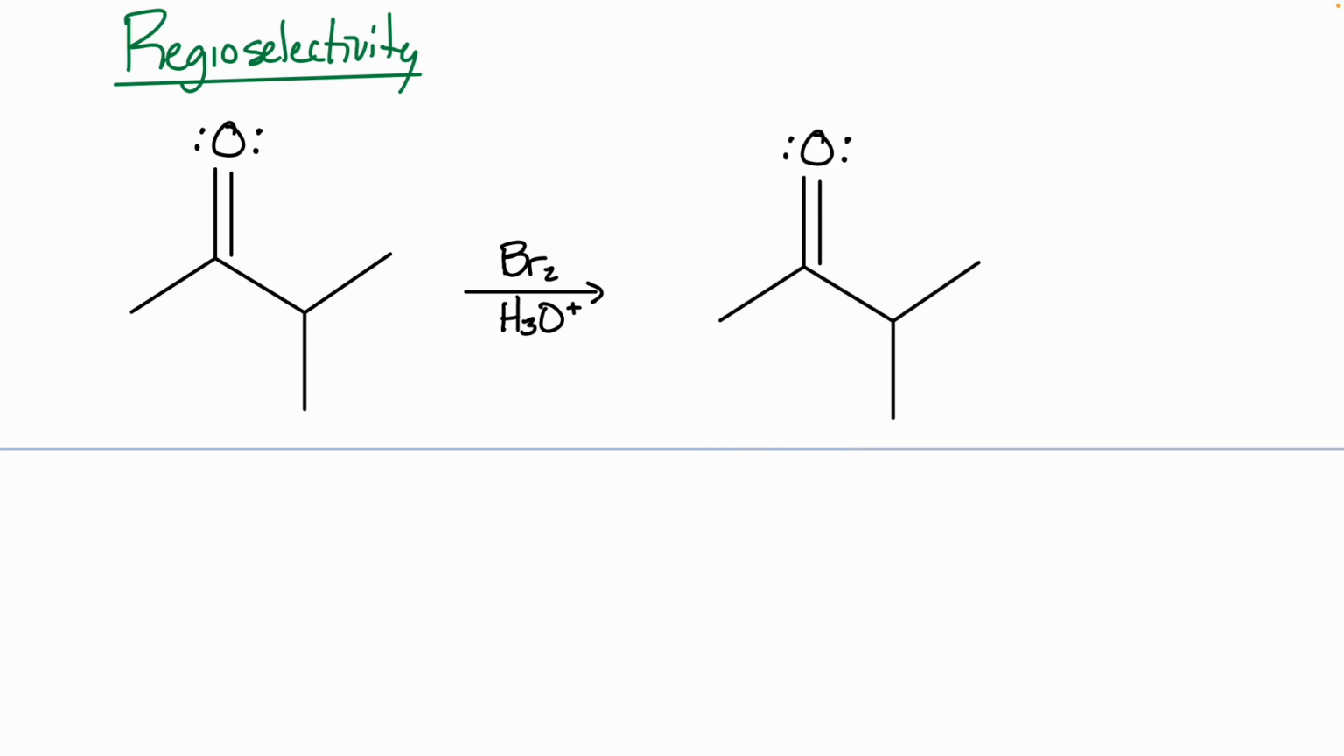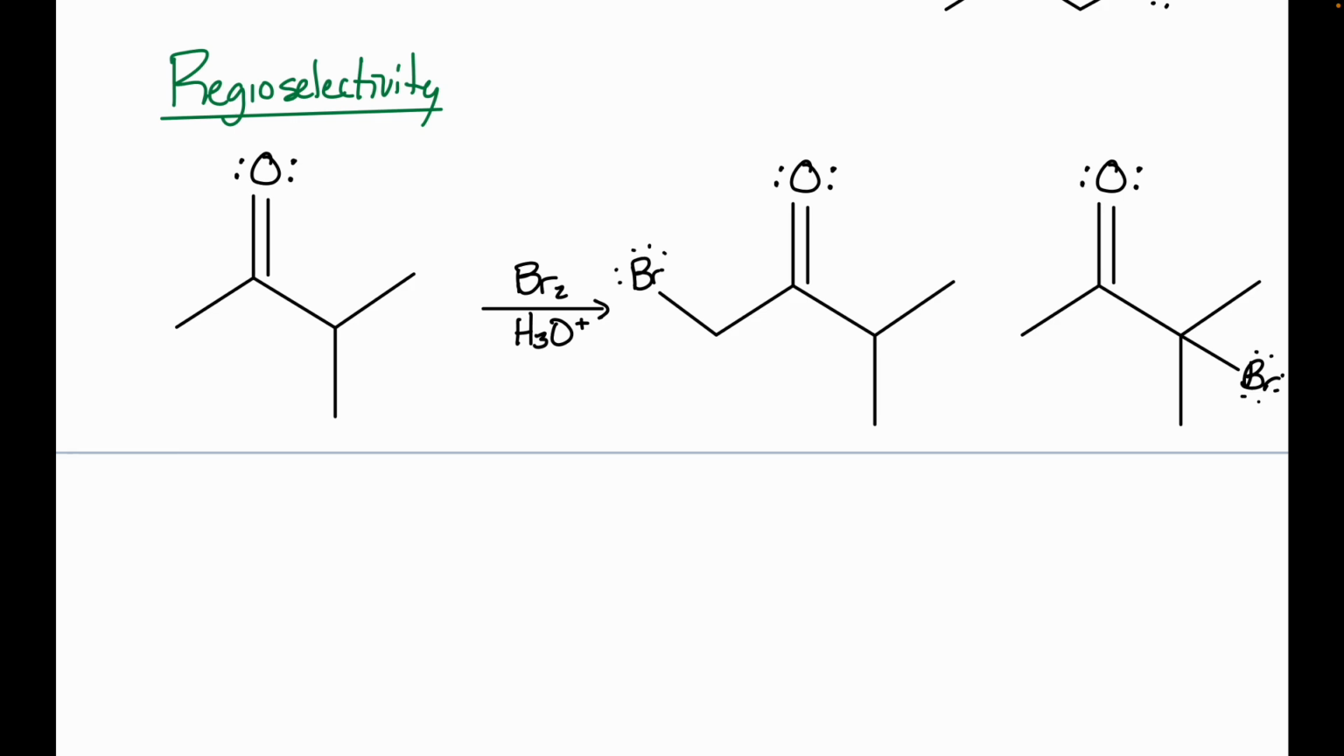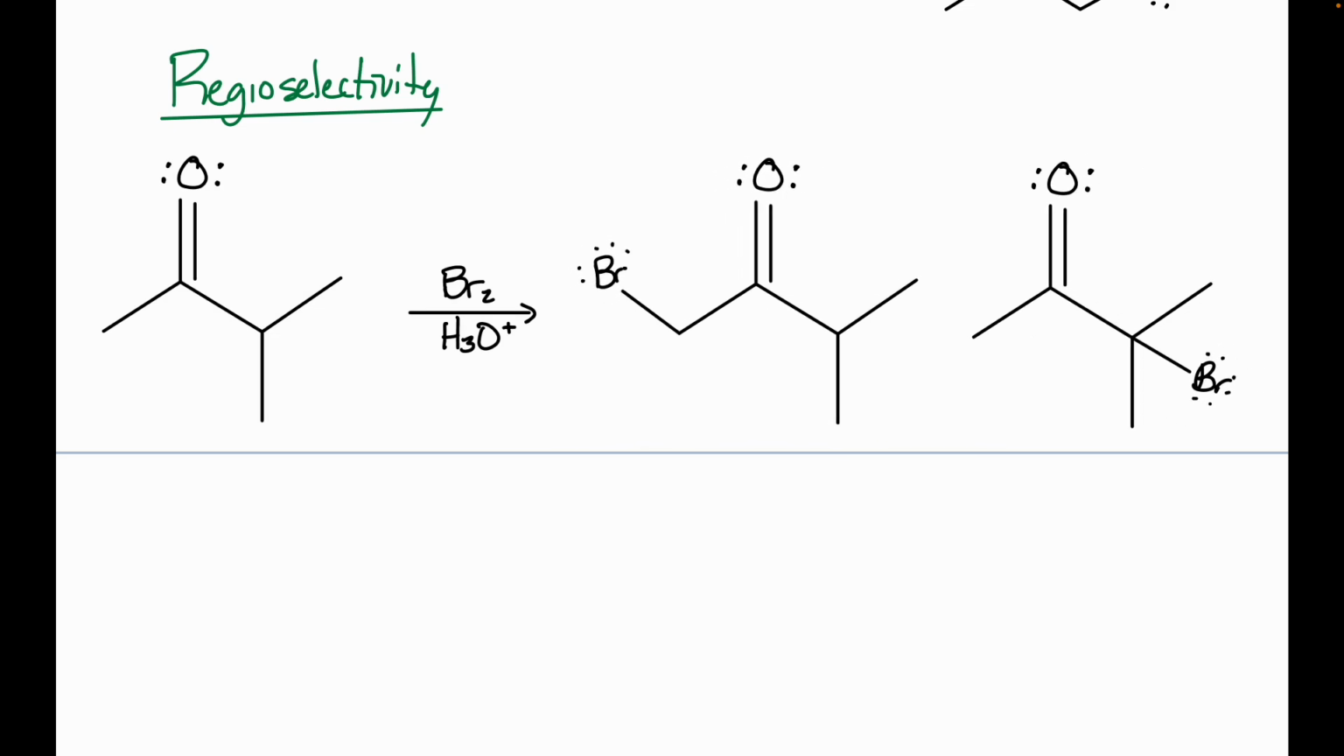Right, so in this one here, I would have two possible products that I would get. One by halogenating the alpha carbon on the left, and the other by halogenating the alpha carbon on the right. Okay, and it turns out we don't get this 50-50 mix of these two products here. One of these is going to be favored over the other one.